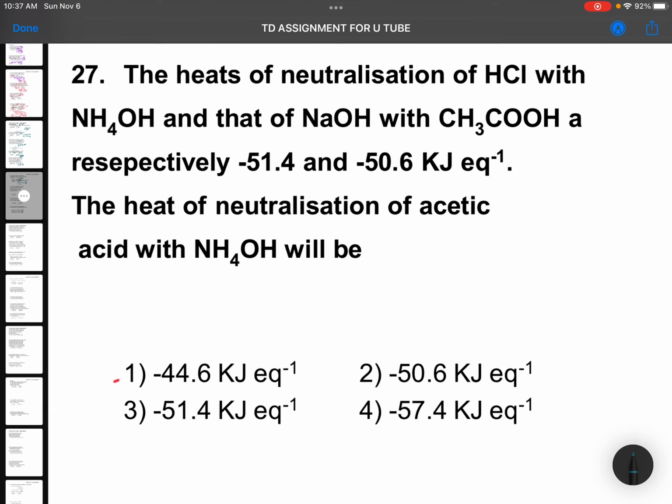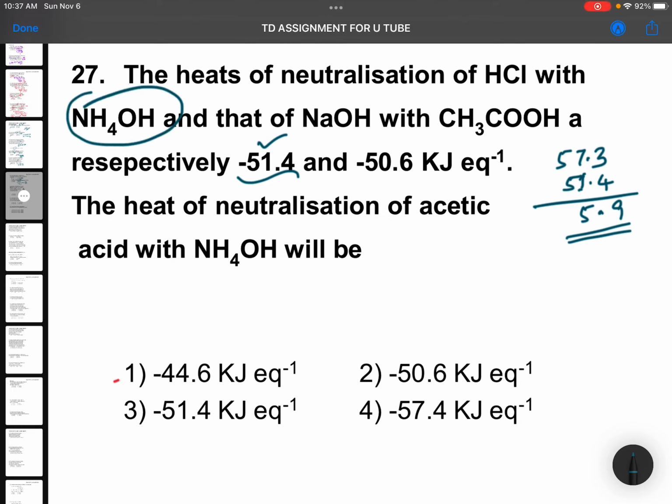The heats of neutralization of HCl with NH4OH and that of NaOH with CH3COOH, respectively, are 51.4 and 50.6. How much are we expecting? 57.3. How much did we get here? 51.4. How much is the shortfall? 57.3 minus 51.4 is 5.9 kilojoules of energy utilized for NH4OH.